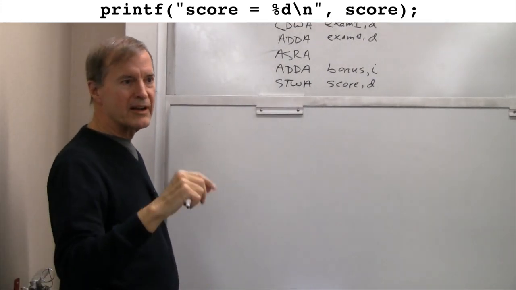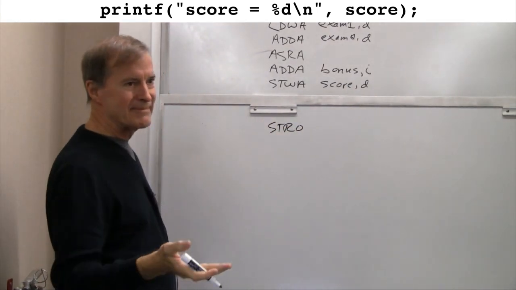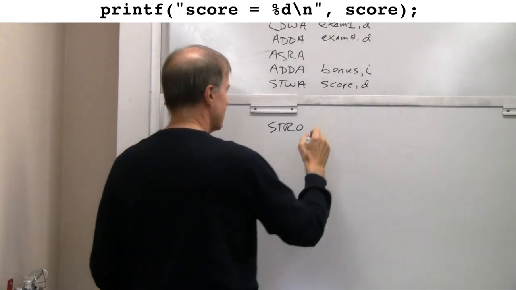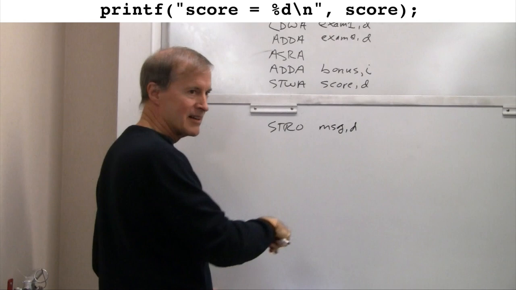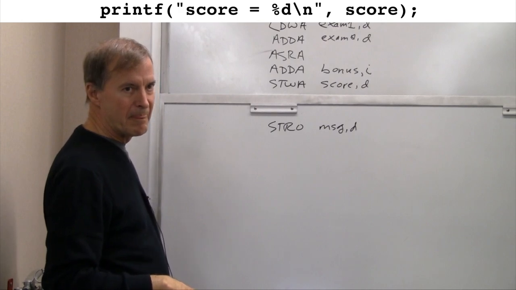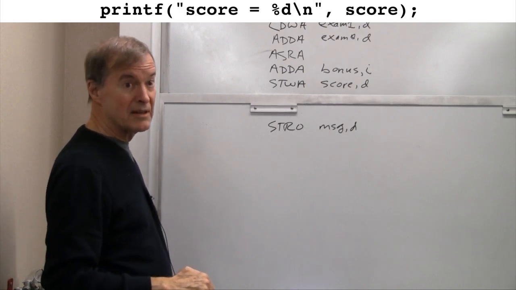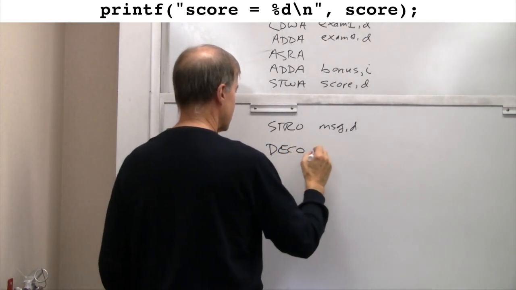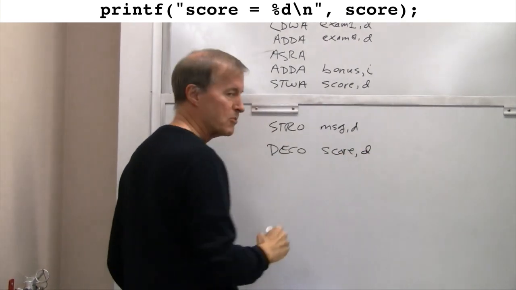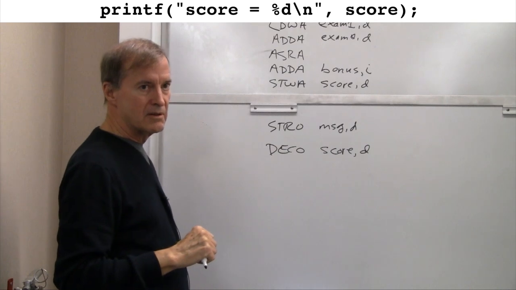And now how do we do printf? STRO, so string output. Somewhere at the bottom we'll have a message, a string message. So message direct, and we'll get to that later. Now how do we printf the score? The score is a decimal number and it's a global, so what? Decimal output. Excellent. DECO score. Score addressing mode? Direct, because it's a global variable at a fixed location in memory, and score is the address of where it's stored. Is everybody clear on that?